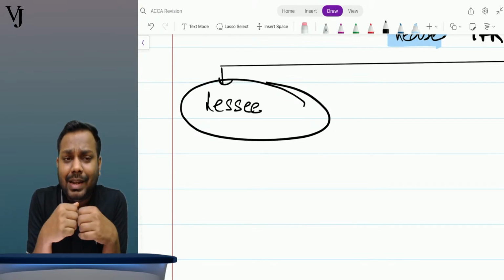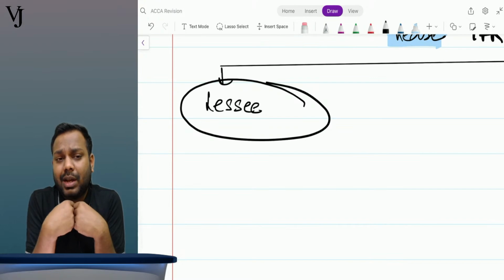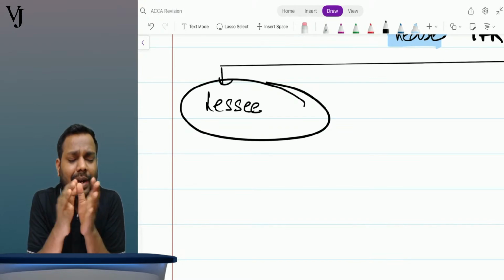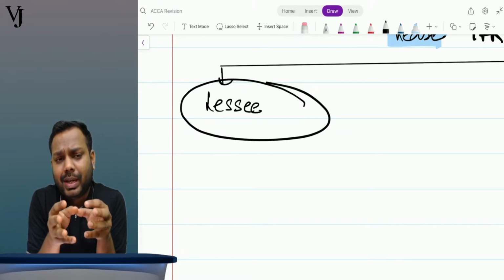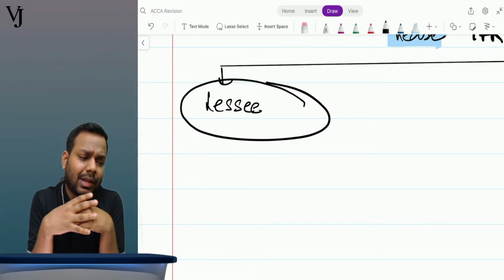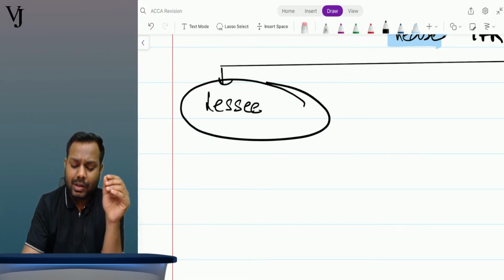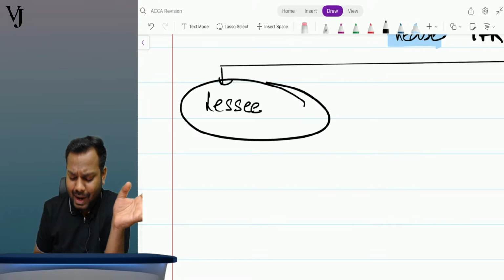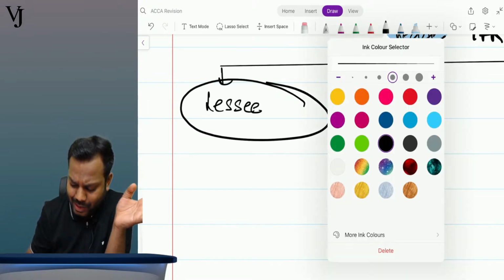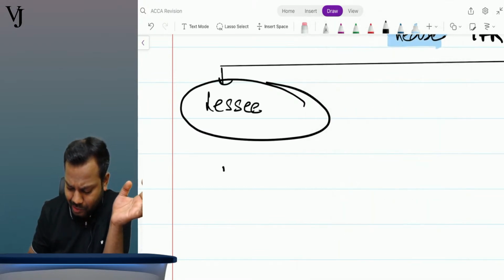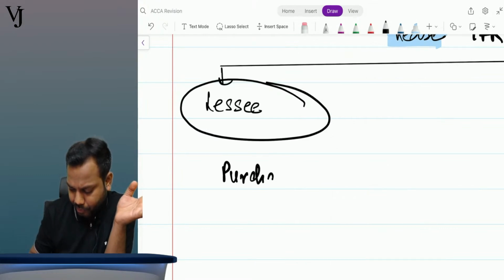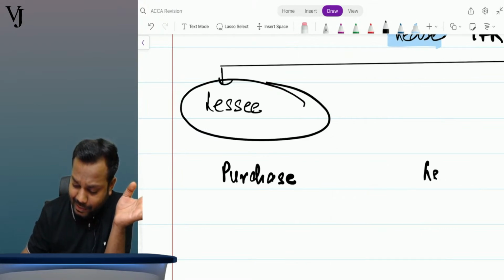Now in a lease contract, the standard is saying that when you are taking an asset on lease, understand the difference between purchase and lease.